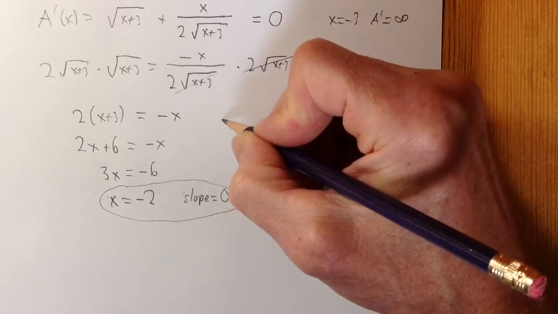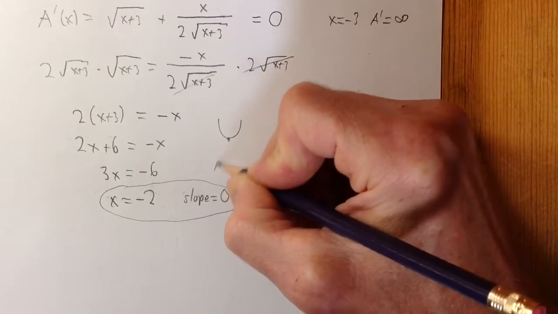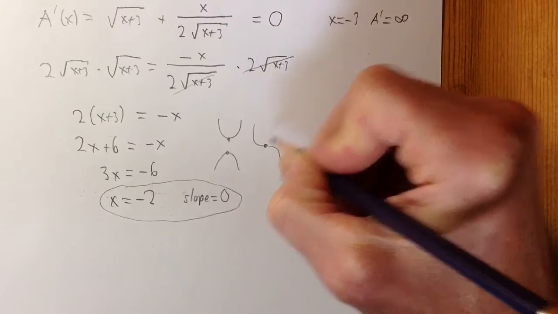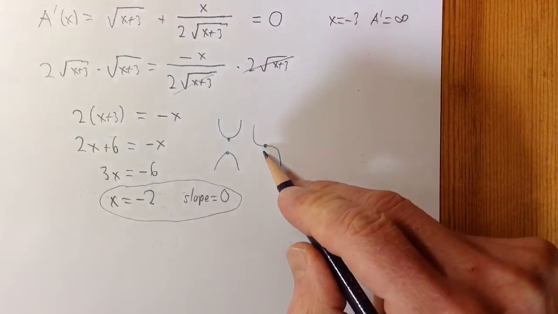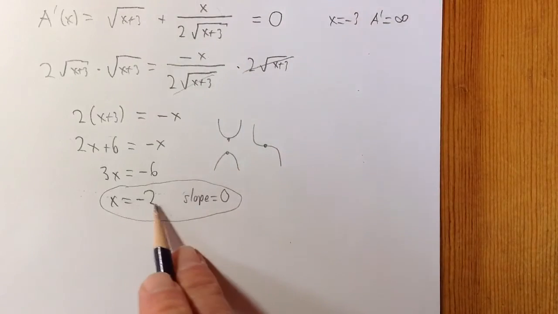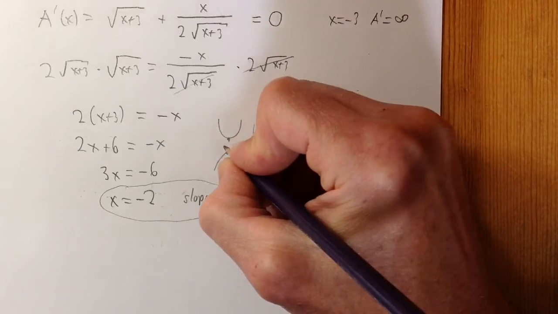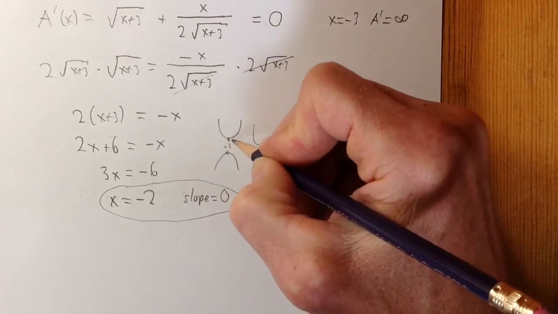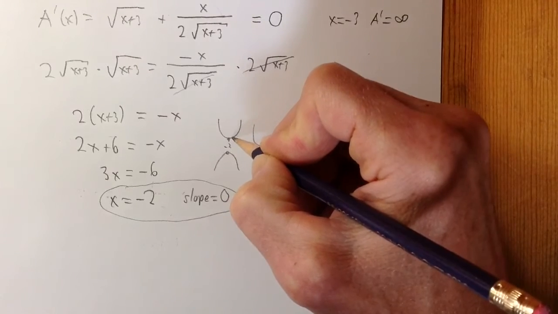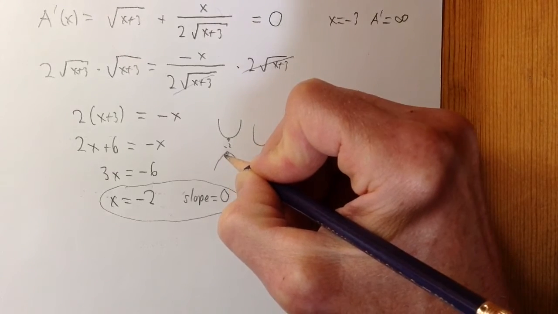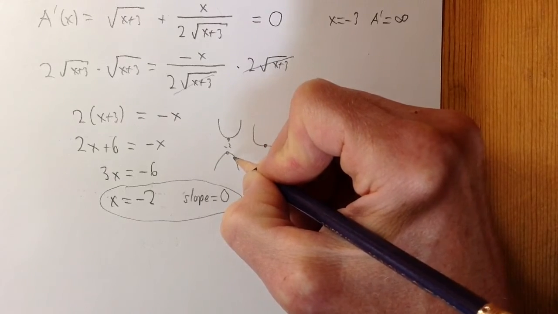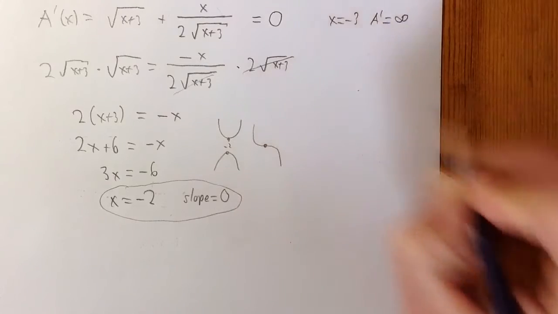But 0 slope means it could be a minimum, or it could be a maximum, or it could be something in between, which is an inflection point. So we have to figure that out. One way we can do it is to plug in numbers on either side of -2. If it's negative on one side and positive slope on the other side, we know it's a minimum. If it's the opposite, positive on the left and negative on the right, we know it's a maximum. Or if it's the same on both sides, we know it's an inflection point.